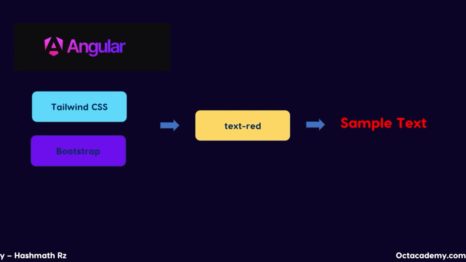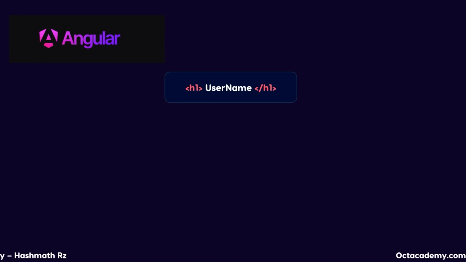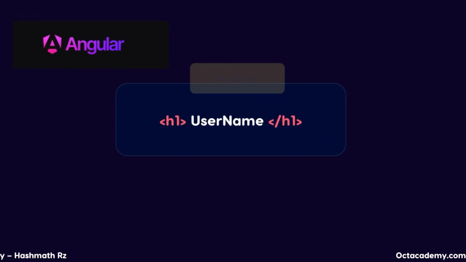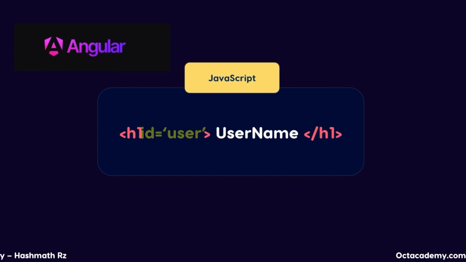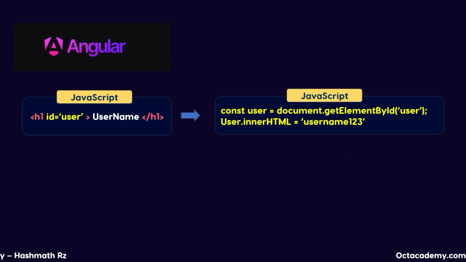For example, think if you want to show something dynamically, like load the username inside of this h1 tag. In pure JavaScript, first we have to give an ID to this h1 tag. Then we have to capture the h1 tag using the getElementById method, right? So after this, we have to insert the username inside the h1 tag using the innerHTML JavaScript method.